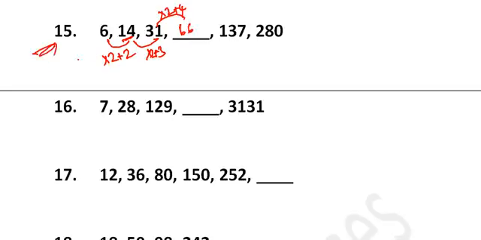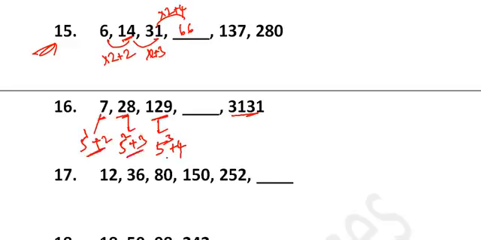So think in multiplication so that you will be getting the answers. Go through the next problem, friends. This is 7, 28, 129, 3131. By looking at 129, you can remember that this is near to 5 cube, 5 cube plus 4. And this is nearer to 5 square, that is 5 square plus 3. This is nothing but 5 power 1 plus 2. Yes, we are getting the answer. 5 power 1 plus 2, 5 square, 5 cube.